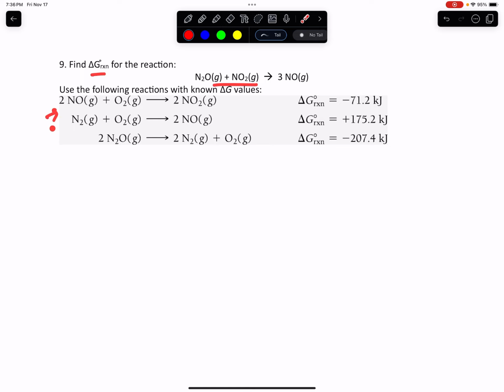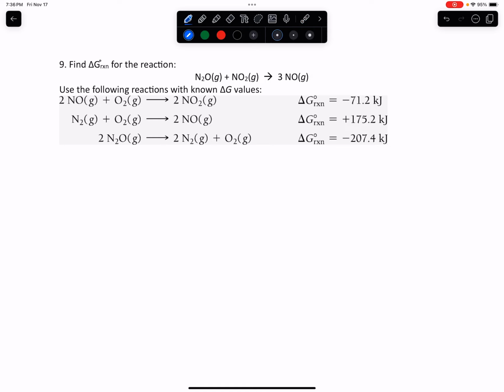In this reaction we have to calculate delta G naught for this reaction, but we're given three different reactions and we have to calculate it by combining these reactions. Essentially, we're going to combine these three reactions in such a way that they add up to form this reaction. So let's go ahead and do it.